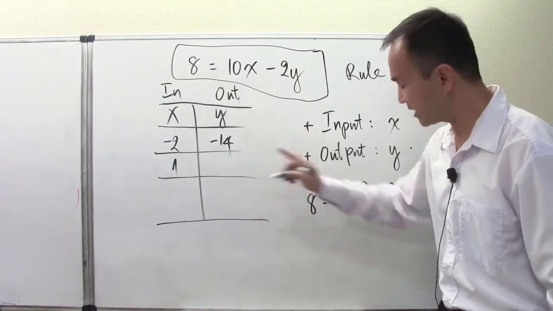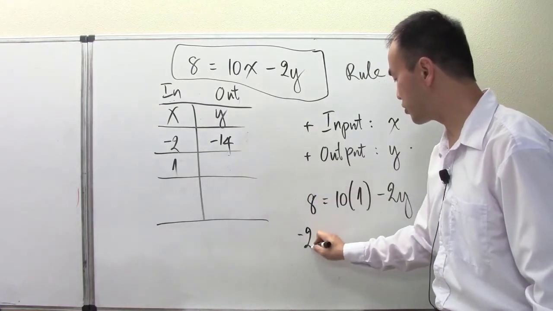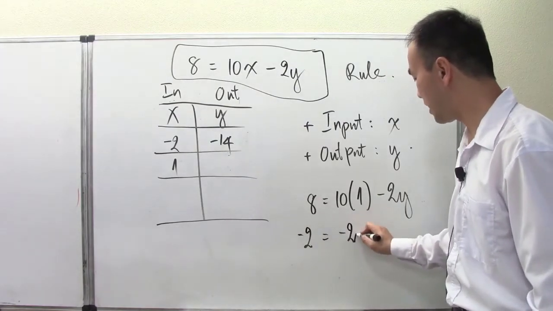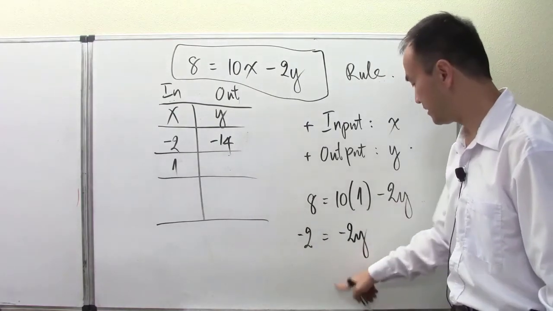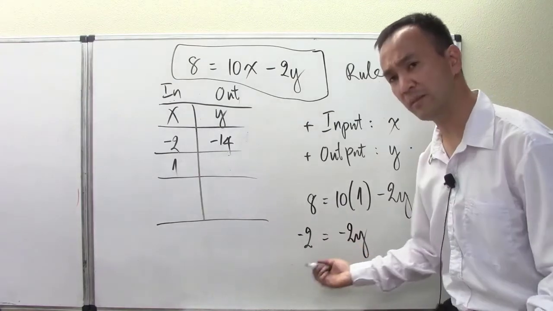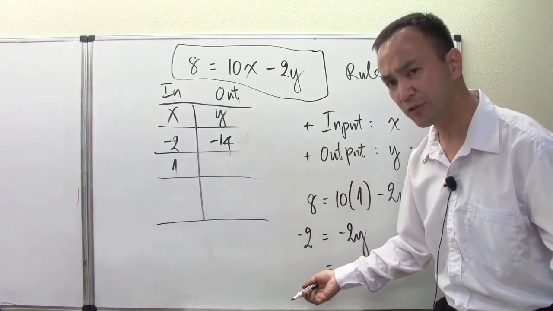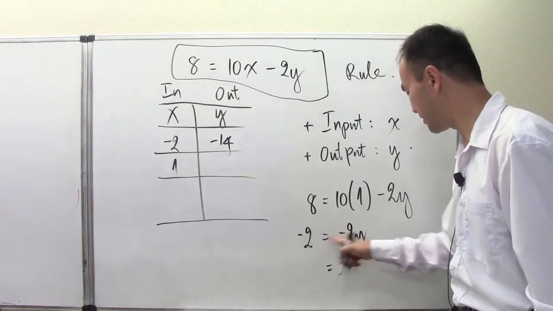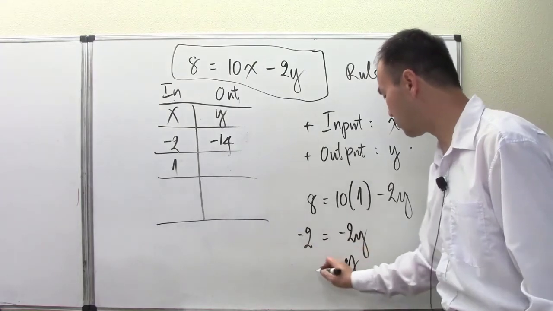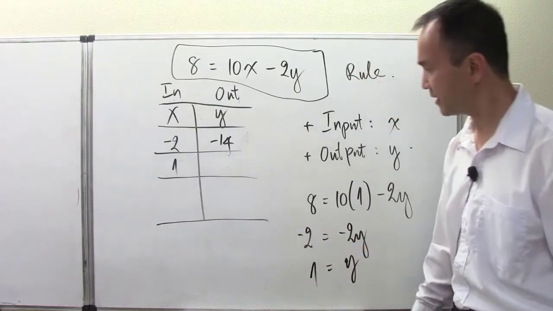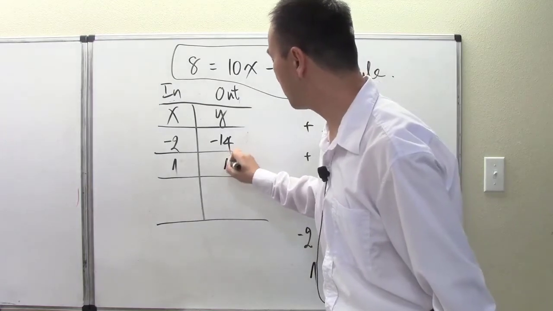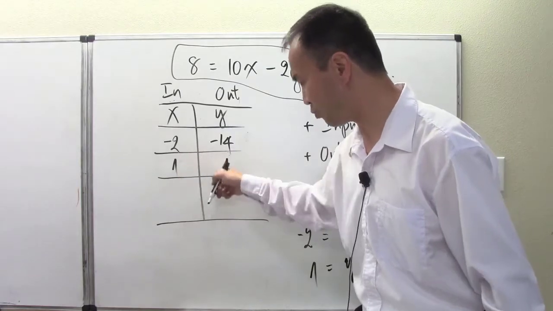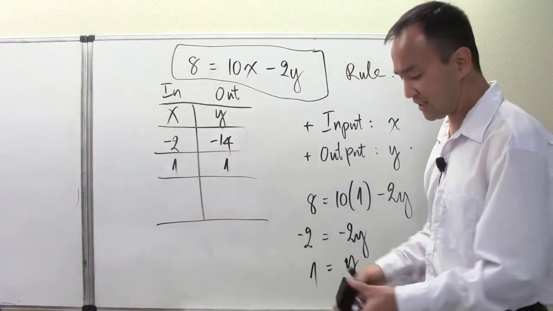I'm going to subtract that to the other side, and that gives me minus 2 equals minus 2y. Now solving this for y, because we want to come up with the output value for y, dividing both sides by -2, I'm looking at y equals positive 1. So y is also a 1. It happens to be the same looking number, but it's one output.